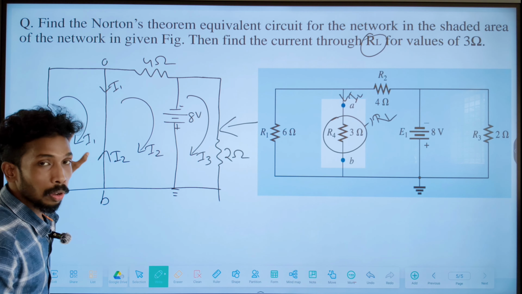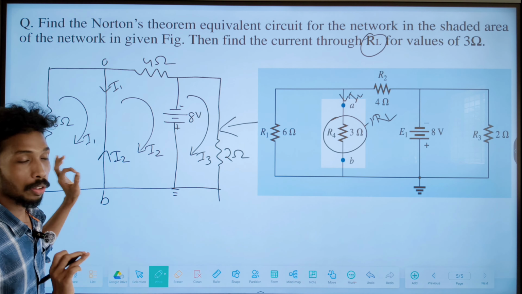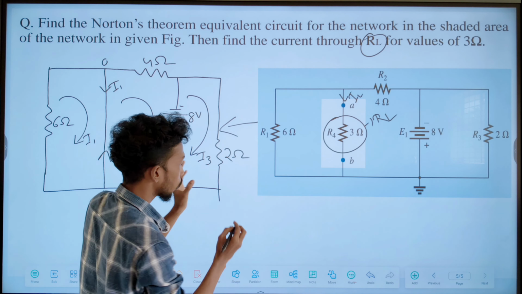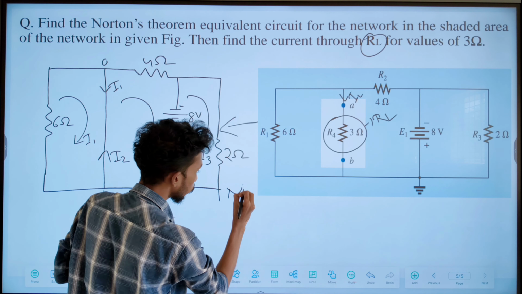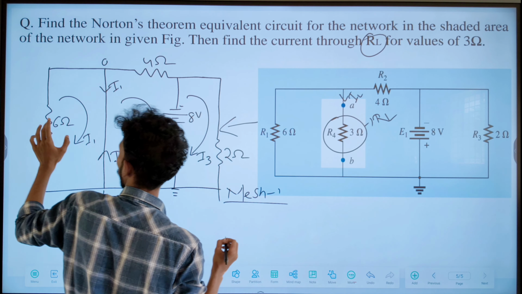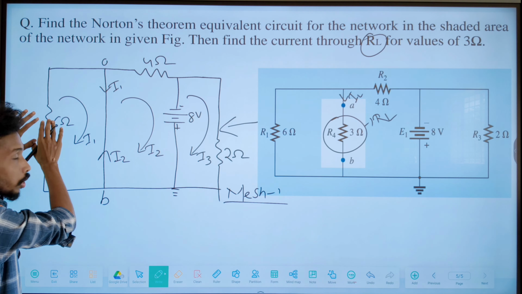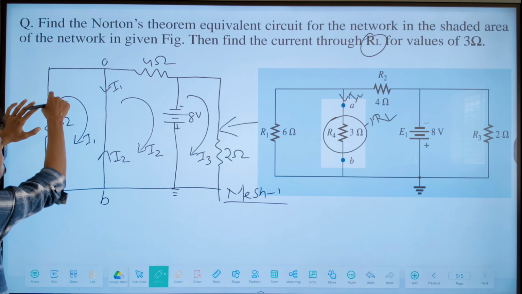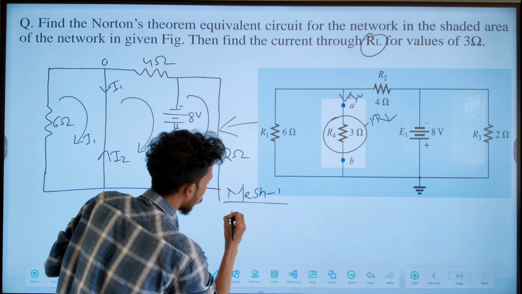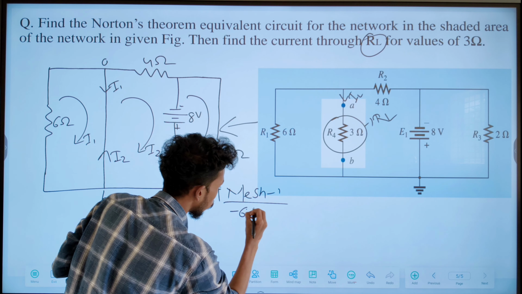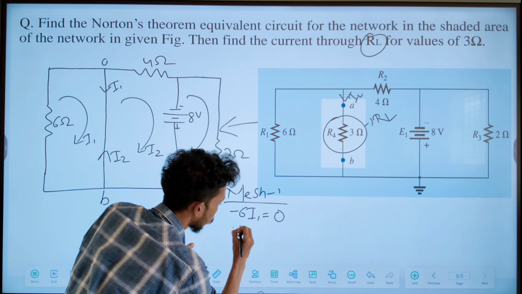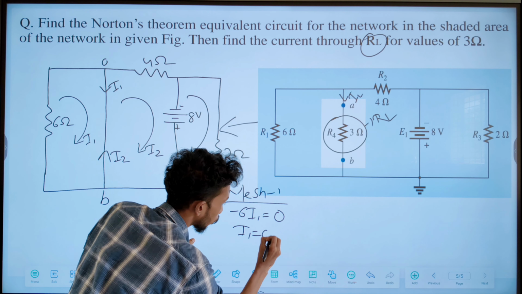So now we are going to calculate the mesh 1 value, that is the I1 value. If we apply Kirchhoff's voltage law in mesh 1, here is a 6 ohm resistor and current is flowing, so it will drop the voltage. So you can easily write minus 6 I1 equal to 0. So you can simply write our I1 value is 0 ampere.